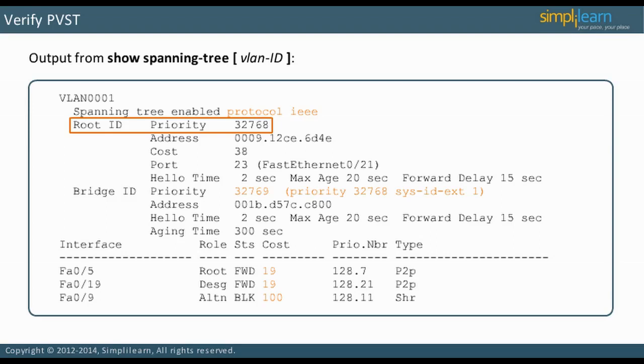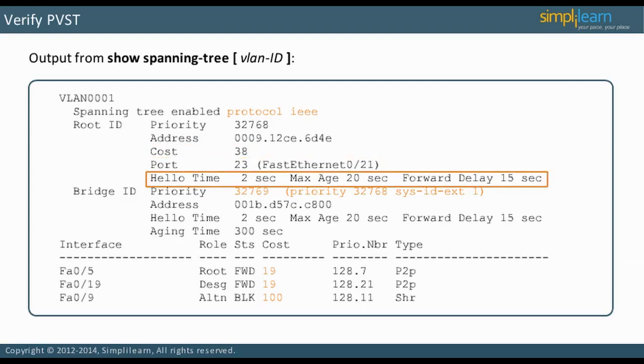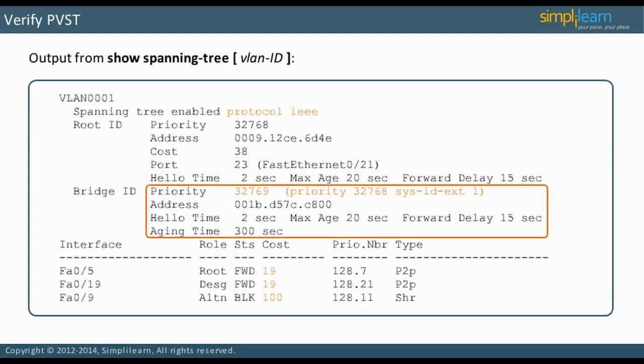Therefore, the root bridge priority is 32,768, the default. The MAC address is the lowest for any interface on the root bridge. The cost is the root path cost for this switch. Here it is 38. If this is the root bridge, it will say, this bridge is the root. The root port is FA0/5. In addition, the timers on this switch use the default settings. The next group of settings apply to the local switch. Notice the priority is the default priority plus the VLAN number, which is 1. The timers on this switch are the default, as they are on the root bridge.